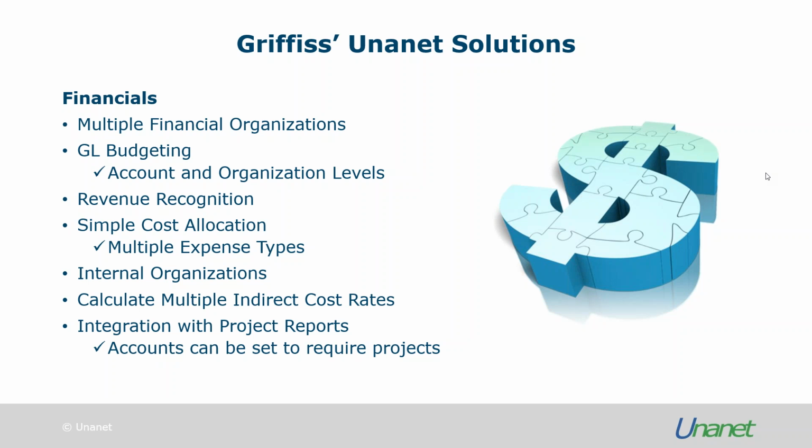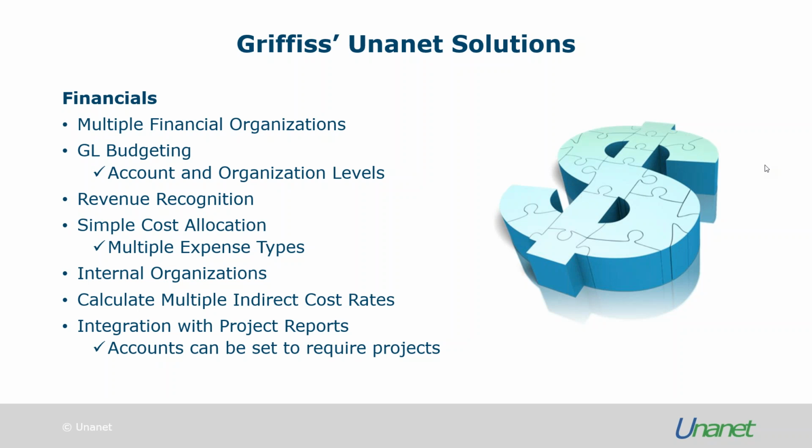You can do this at the account and organization levels. This is helpful when you are calculating your indirect rate in Unanet and you want to have multiple indirect rates. For example, the Griffiss Institute has multiple fringe rates, multiple overhead rates, and just a single G&A rate. And we're able to do all of that based on the budgets that we create through the GL budgeting process.